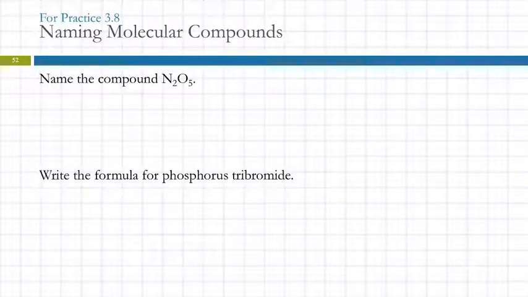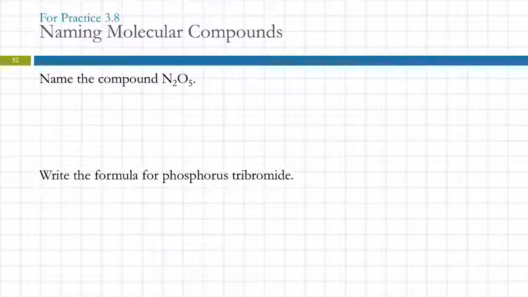So let's name some things here, right? Name the compound N2O5. So let's just practice. We're always going to check what kind of a compound this is. And you do that by looking at the first element. First element is N, nitrogen. Is that a metal? No. So I've got two nonmetals.